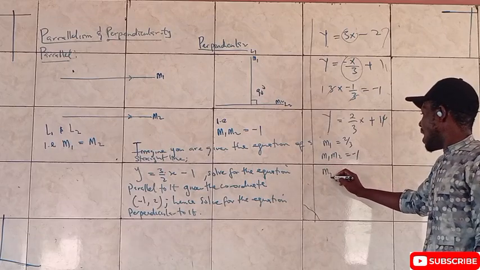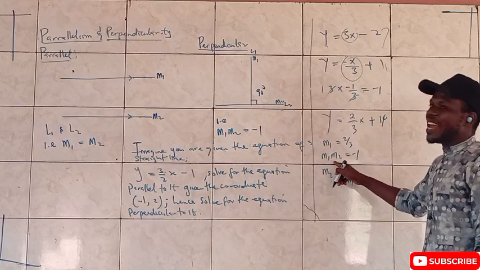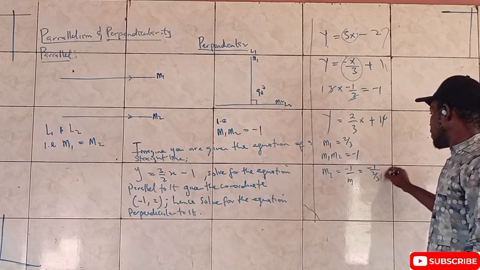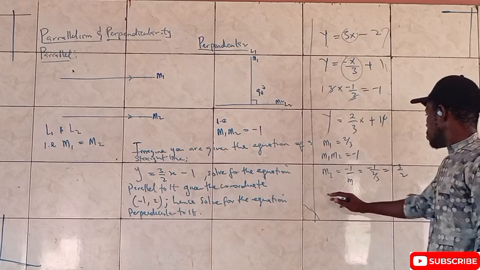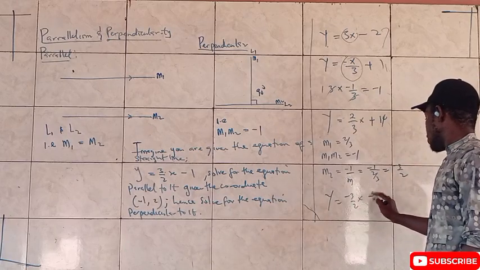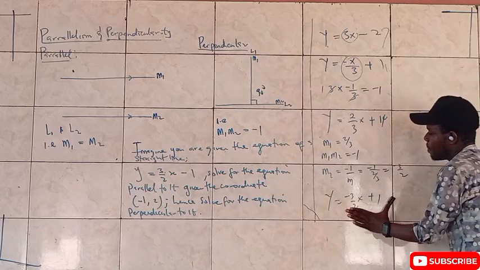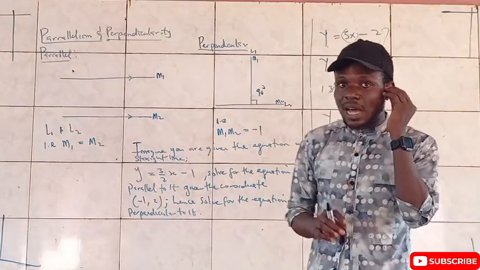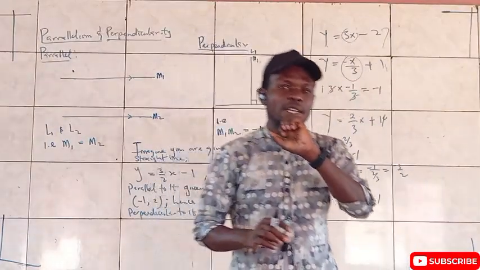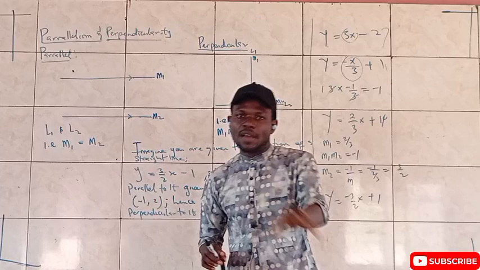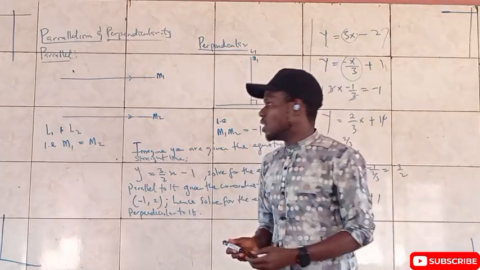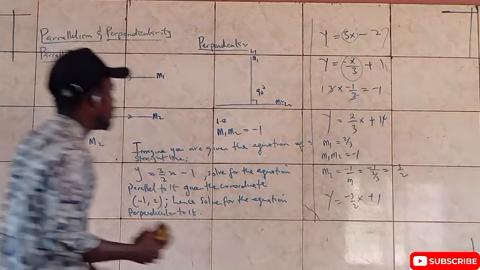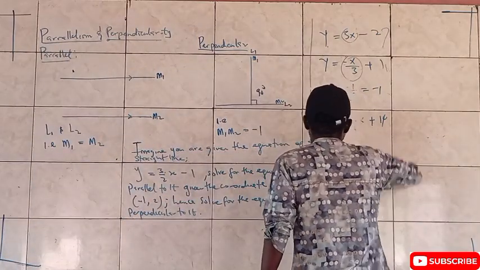If I do that, that means my m2 is minus 1 over m1. When I divide minus 1 by m1, it means minus 1 over 2 over 3, which is minus 3 over 2. So I just need to look for an equation where the slope is minus 3 over 2, x plus 1. This line is perpendicular to this line without stress. Easy. The moment you know that, then it's easy for you to navigate your way around parallelism and perpendicularity eventually.